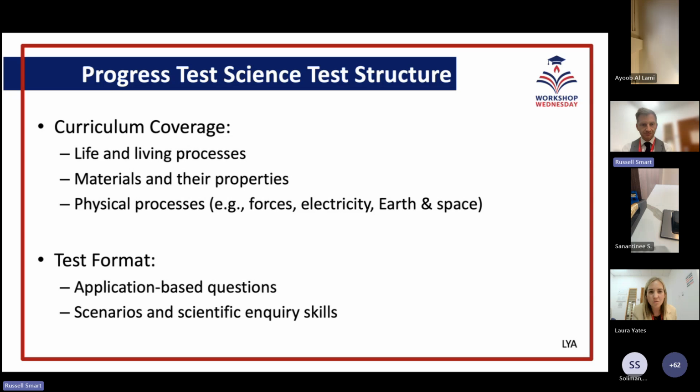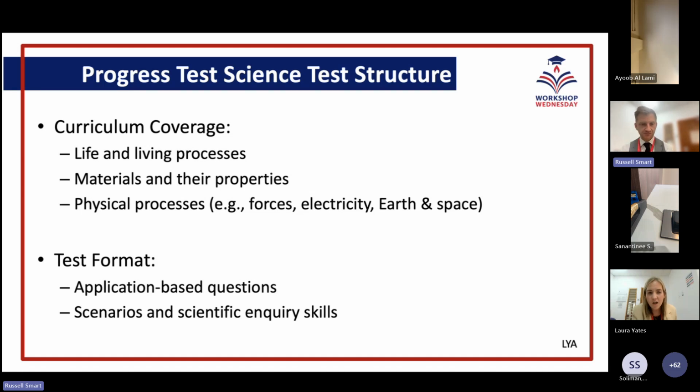So with regards to what's covered in that assessment, it covers the life and living processes, materials and their properties, and physical processes such as forces, electricity, earth and space. And all of these topics are covered with the students, and they're assessed on those areas in the test.